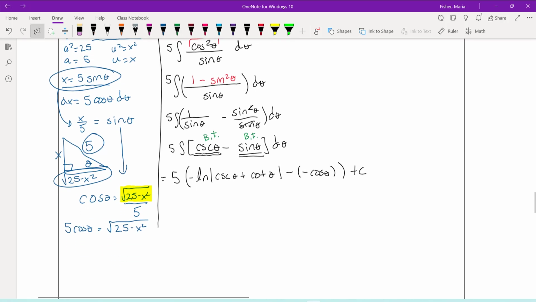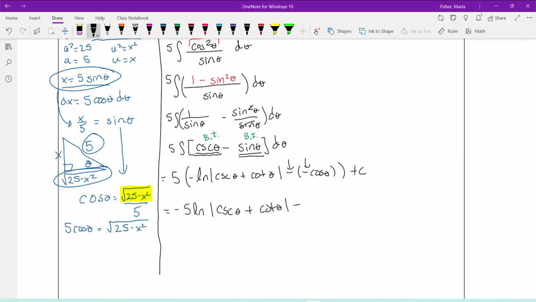Distributing here first, we're looking at negative 5 natural log of the absolute value of the cosecant of theta plus the cotangent of theta, and then minus the negative is going to make it a plus, so plus 5 cosine of theta plus c.